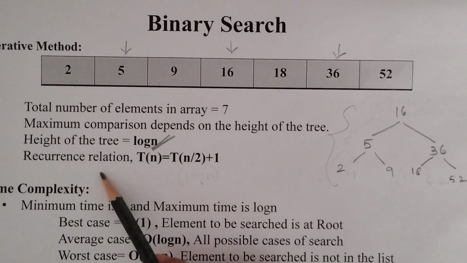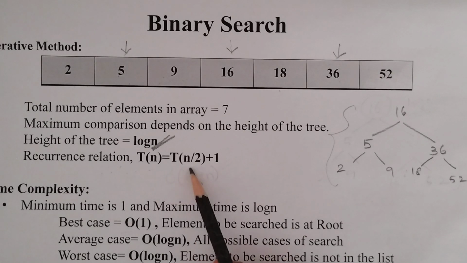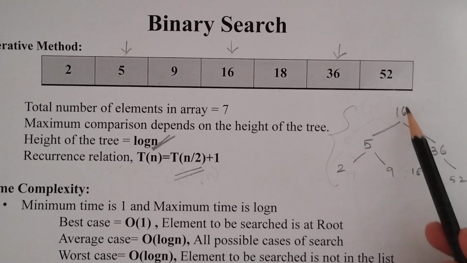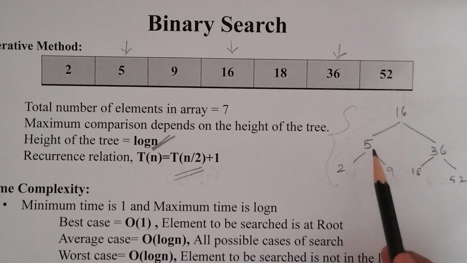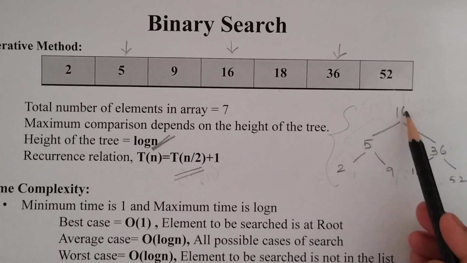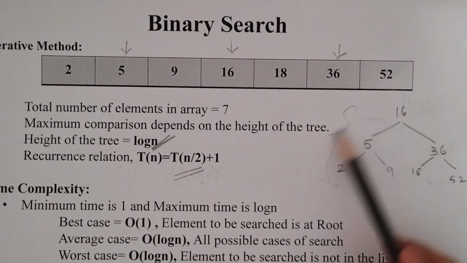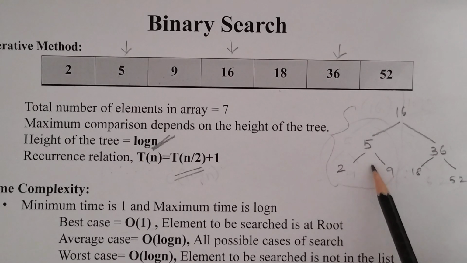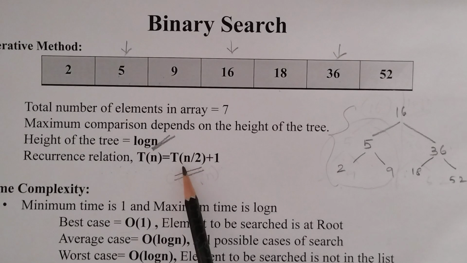Now I am finding the recurrence relation for this one. The recurrence relation is T of n is equal to T of n divided by 2 plus 1. Here T of n divided by 2 means you are going to divide the array into two halves and you are comparing only in one half. Because if the value is less than 16, you are not going to search in the right subtree. You will be searching only on the left hand side. So it is happening only in one half of the values. That is why it is given as T of n divided by 2 plus 1. The 1 is for checking the condition, that is the comparison.